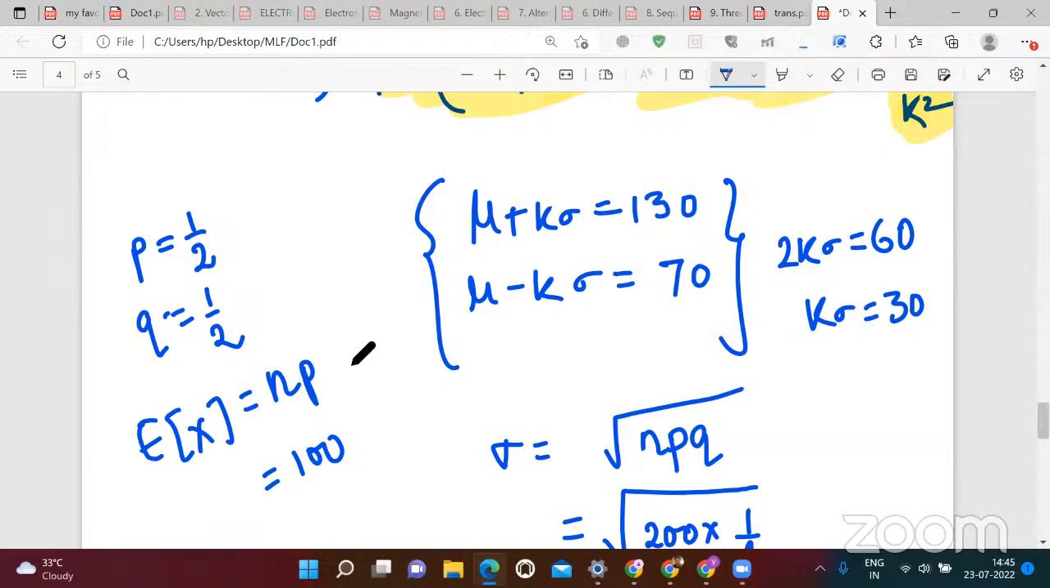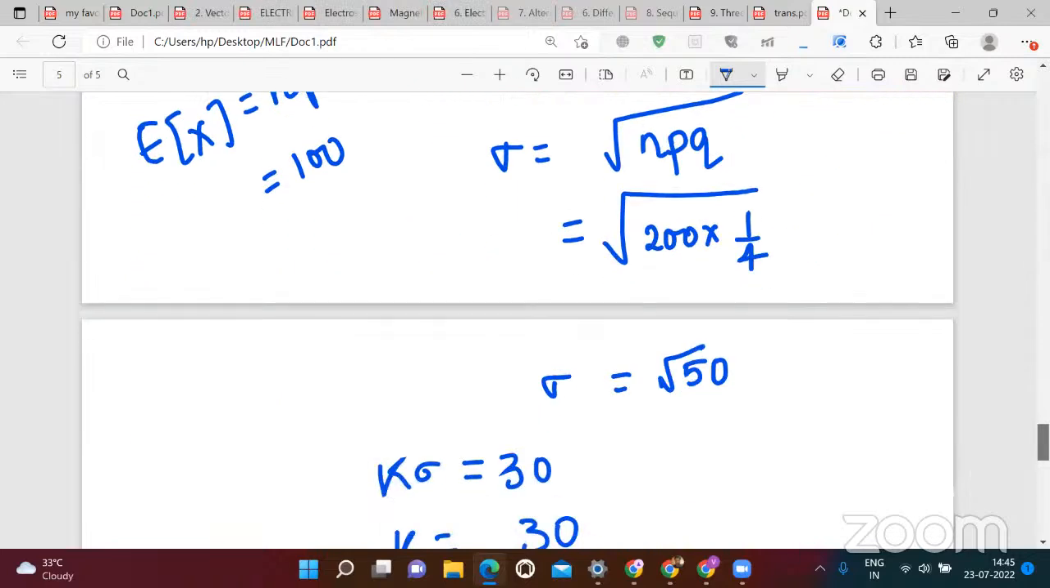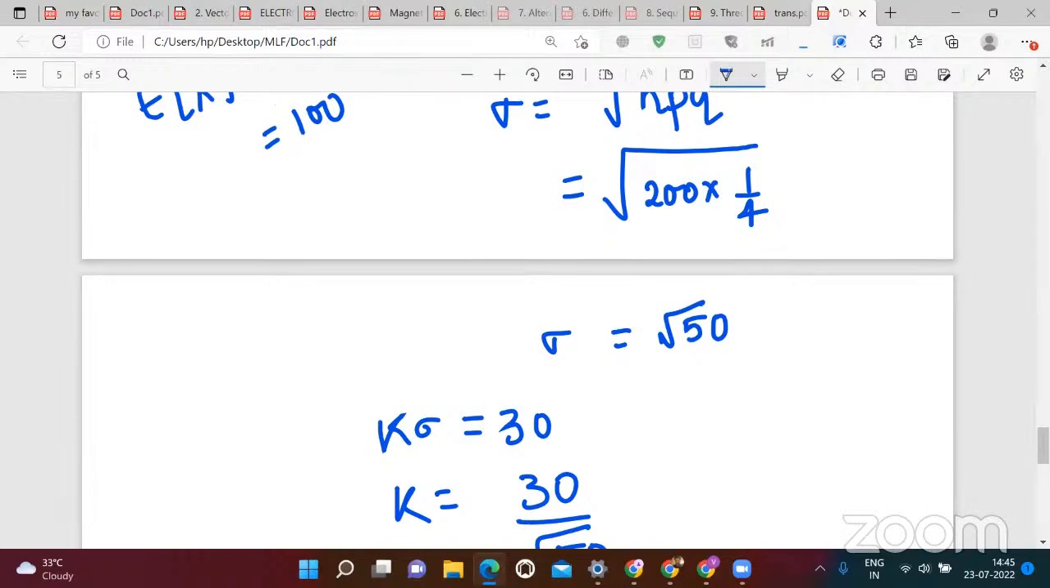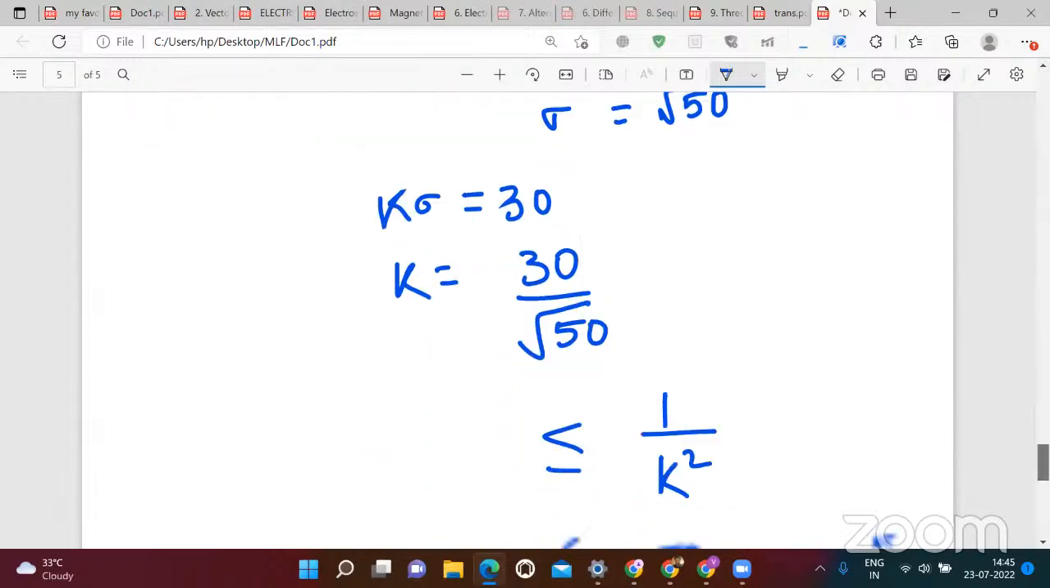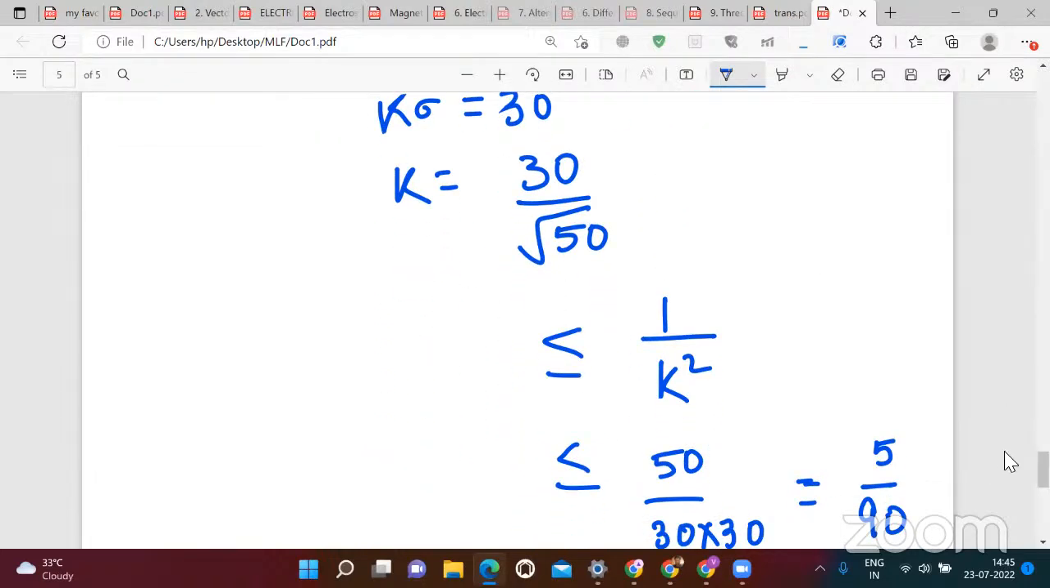He told, like it's mentioned in the problem also, that this is a fair coin, so probability of getting head or tail is 1 upon 2. So sigma can be calculated. The variance is simply the NPQ, so sigma can be calculated as the under root of NPQ, and from here you got the sigma value. Then you can get the k, and then you can calculate the value of upper boundary, that is one upon k square. Okay, I guess this is clear. I'll move to the next one. If you are having any doubt, you can ask.